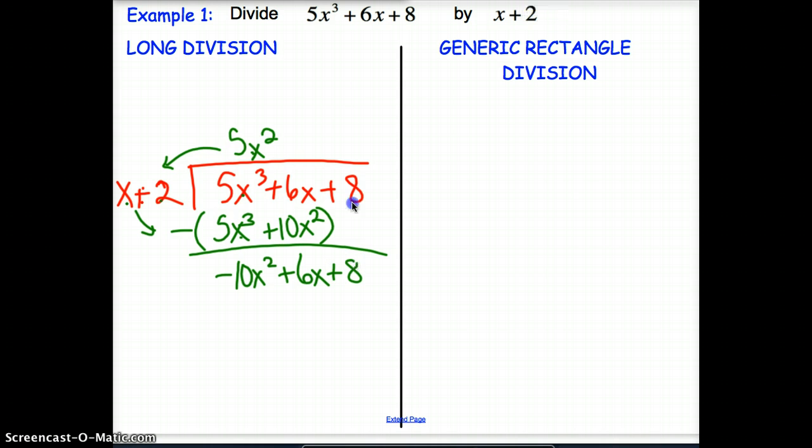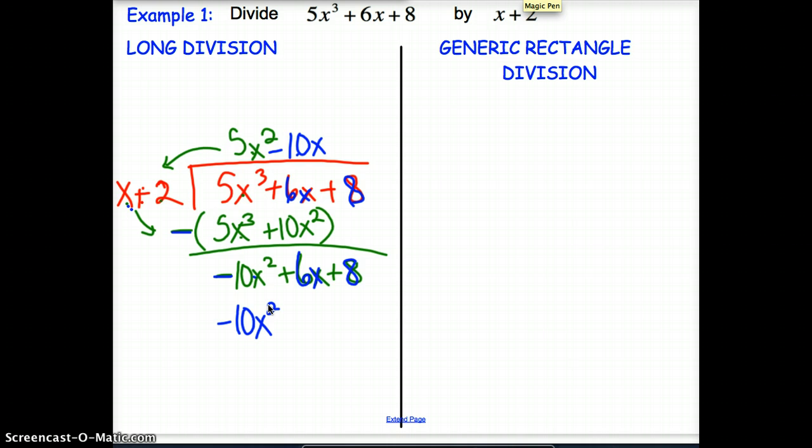So they just came from here and here. And then the 10 is negative because this group needed to be subtracted. So now I have negative 10x squared that I'm trying to get rid of, just like in long division. I'm trying to see how many times does x plus 2 go into that quantity. And the answer is negative 10x times, because negative 10 times x will give me negative 10x squared.